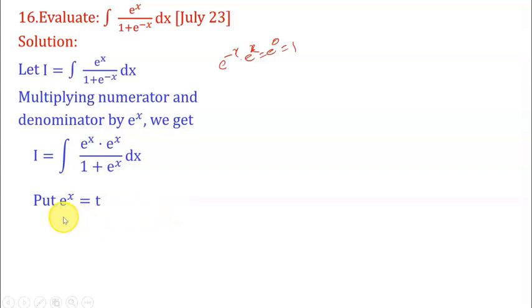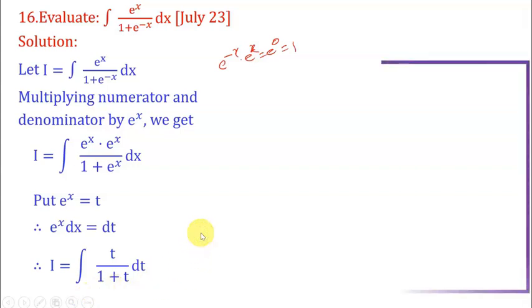What is the proper substitution here? e raised to x is equal to t. Its derivative: e raised to x into dx is equal to dt. Therefore, I is equal to the integral of e raised to x into dx, which is dt, and the remaining e raised to x is t. So the integral of t into dt upon 1 plus t.